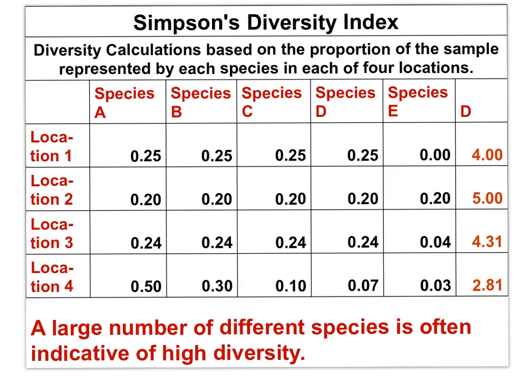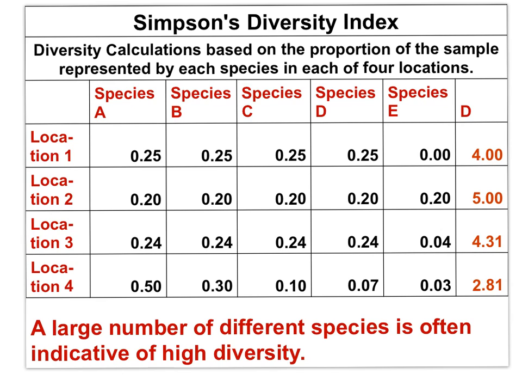In this table, you can see 4 communities with the potential for 5 different species, and on the right, calculated Simpson's diversity index values are given for each community. With the data, you can begin to explain relative biodiversity of each community on the basis of the number of different species or the relative abundance. So, for example, the diversity index for location 1 is 4, and this is lower than location 2, which is 5, simply because location 1 has only 4 species, whereas location 2 has 5 species.